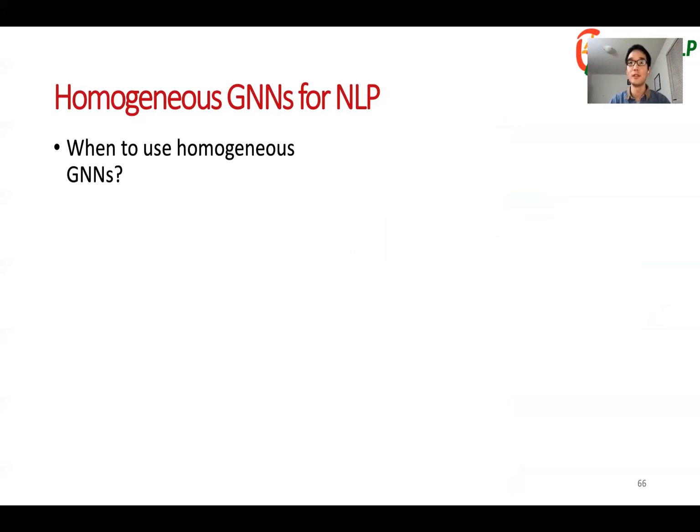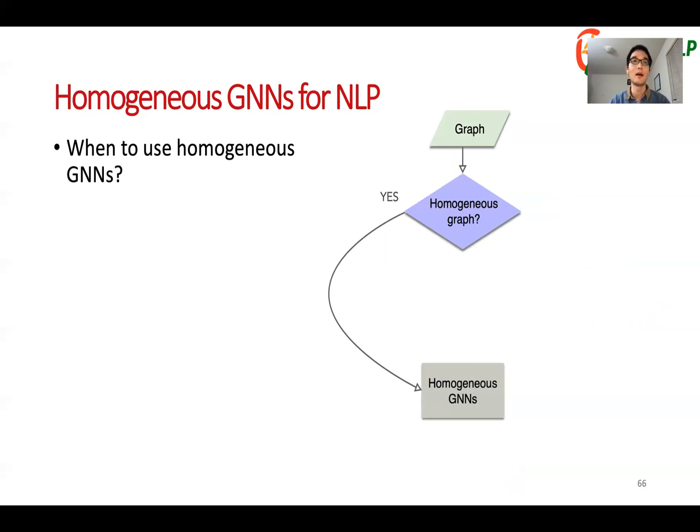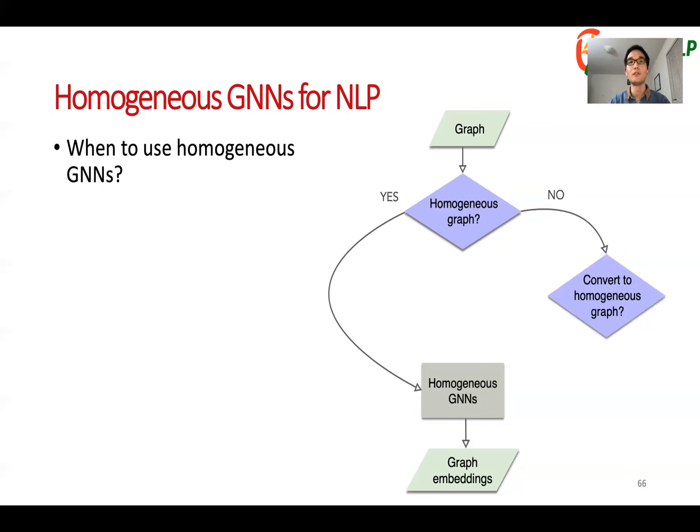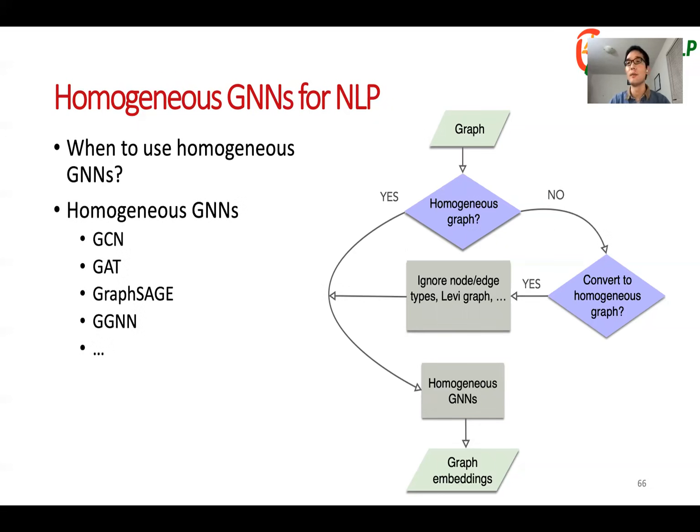When to use homogeneous GNNs? Given a graph, if it's a homogeneous graph, then we can simply apply homogeneous GNNs. Or it's not a homogeneous graph, but we can convert it to a homogeneous graph via various techniques. Then we can also apply homogeneous GNNs to the graph. And homogeneous GNNs include many of the GNN variants which we have introduced in the introduction part, including GCN, GAT, GraphSage, GGNN, and so on.